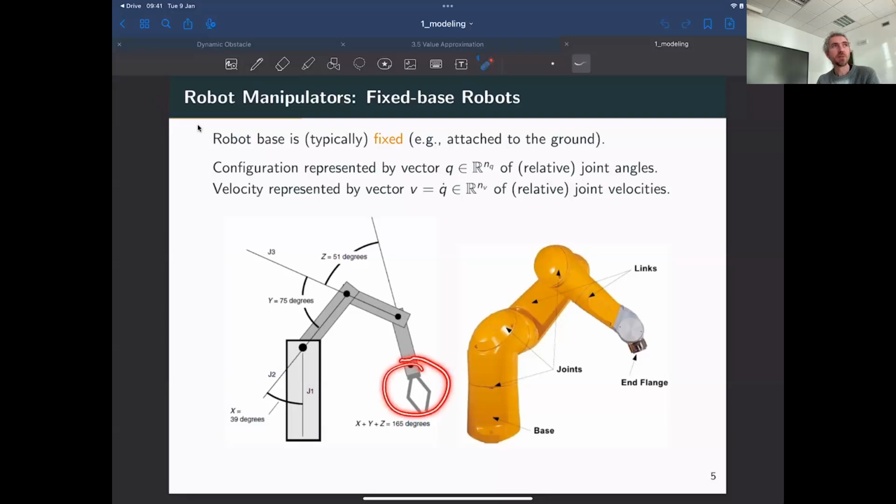The terminal part of the robot is typically called end effector. I'm going to use that term a lot. Here it is called end flange, but I don't say end flange, I say end effector. Actually, everybody says end effector. I don't know why it's written end flange there.